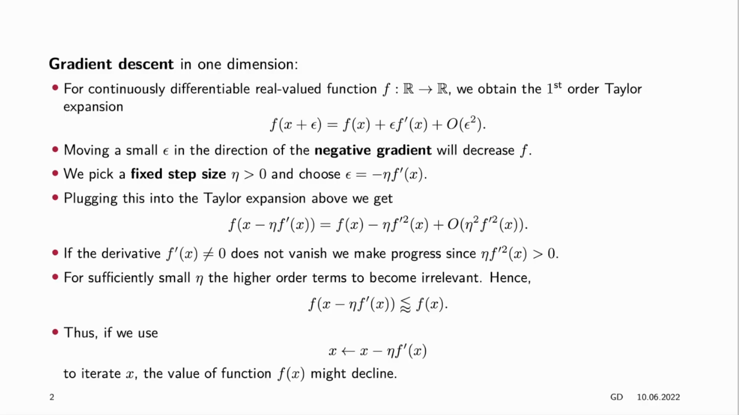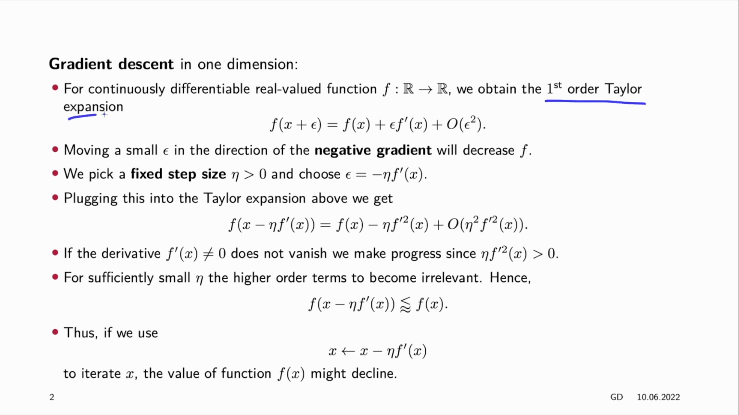So the goal is to minimize a function. By convention, we usually talk about minimizing functions. Of course, you can also maximize the likelihood by minimizing the negative likelihood, for example, or log likelihood. So minimizing, maximizing, by convention we talk about minimizing. Okay, so we have a one-dimensional function, so a function that goes from R to R.